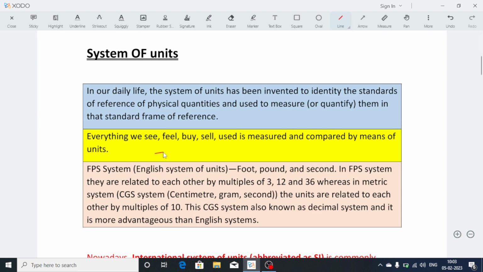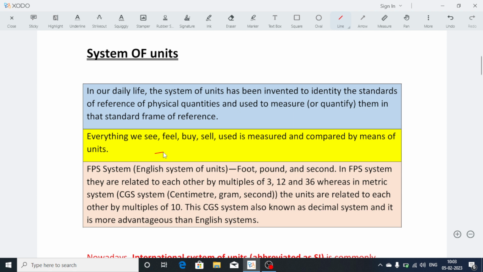So what is the FPS system? FPS system is the English system of units. FPS stands for foot, pound, second. Foot is the length, pound is the mass, and s is the time, second.